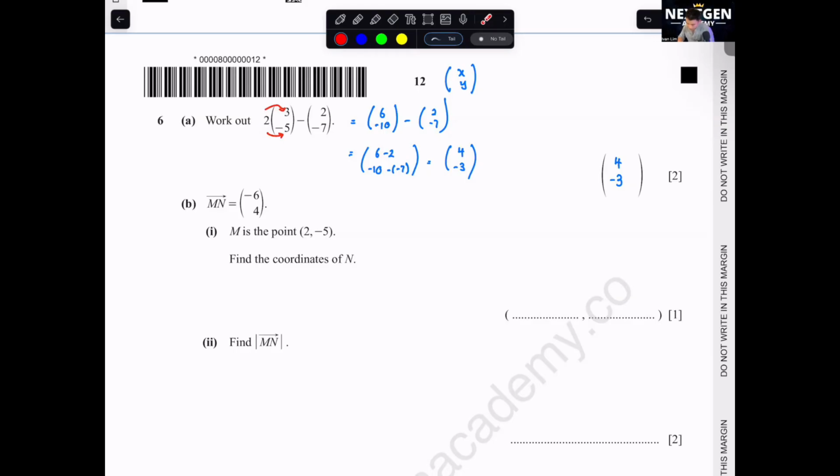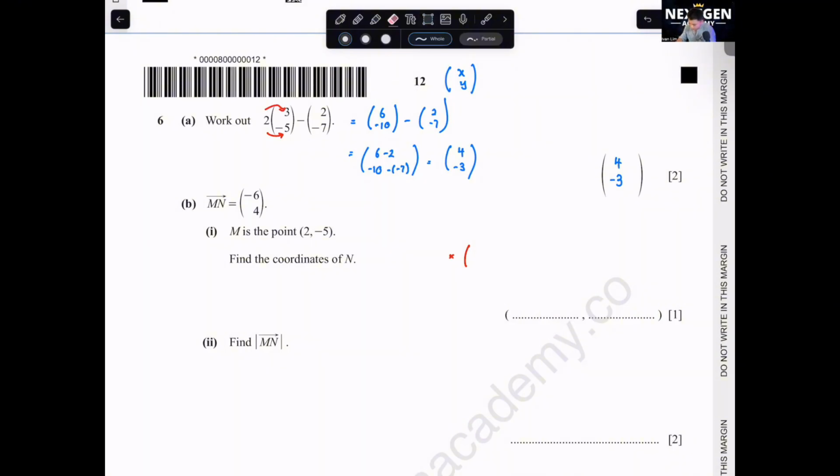Okay, question B. MN is negative 6, 4. M is the point 2, negative 5. Find the coordinates of N. Okay, how do we understand this? M is the starting point. Okay, MN vector means from M to N, it moves minus 6, 4. Okay, for example, if I were to draw it out on a diagram, let's say M is over here. Minus 6, 4. Okay, we can read like this also. Why teacher writing like that? Minus 6, 4. Then it goes 2 position.